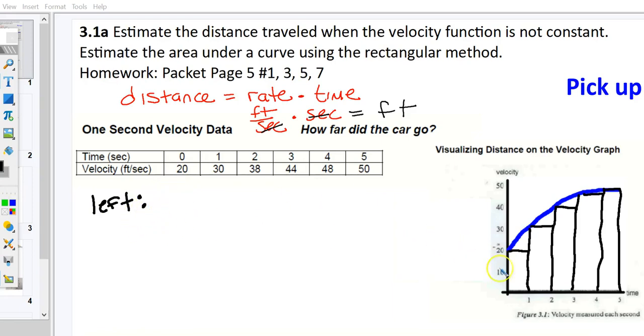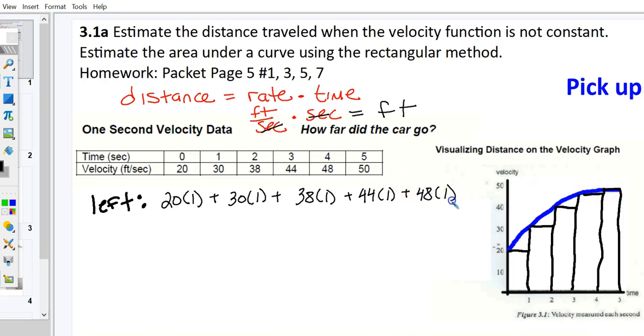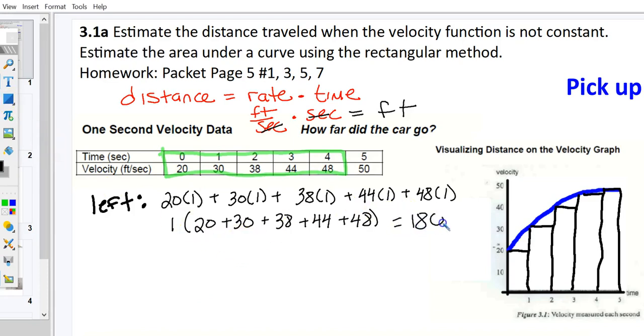This first rectangle is a height of 20 times a width of 1, plus the next rectangle is a height of 30, a width of 1, plus the next rectangle is this y value at 2, a width of 1, the next rectangle here at 3, a height of 44, a width of 1, and the last one has a height of 48 and a width of 1. And really what I could have done is factor out the ones, and really it's adding up these left y values. So here's the left-hand side of the data. I can add these up. You can take out your calculator, and that gives us 180 feet.